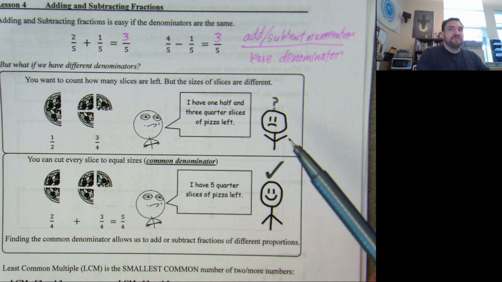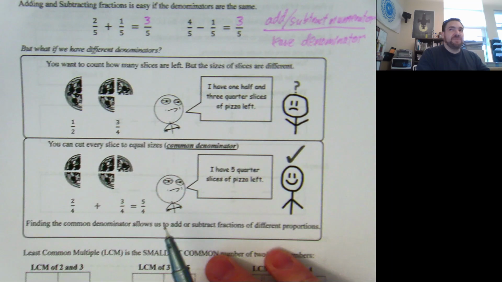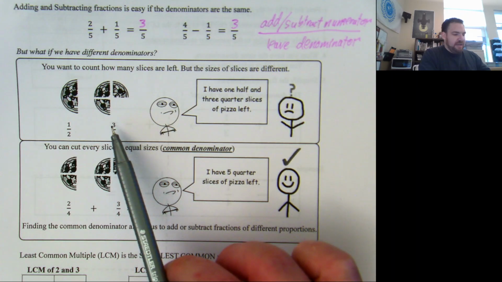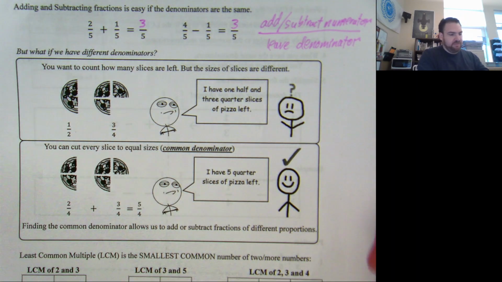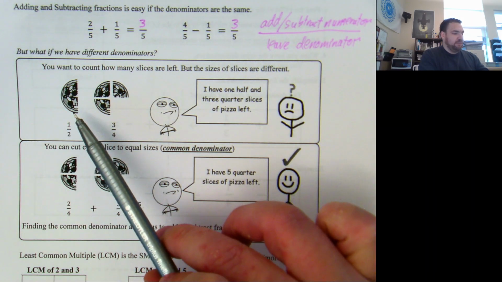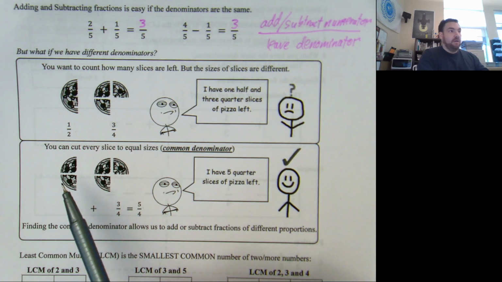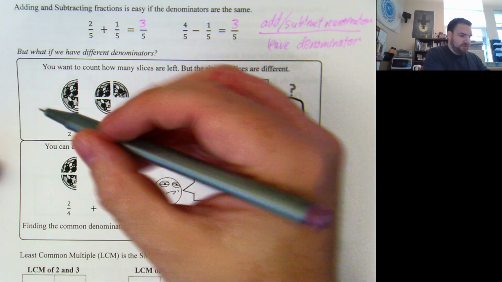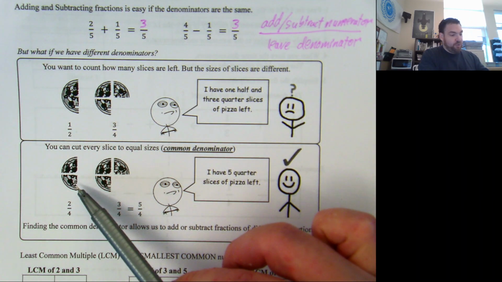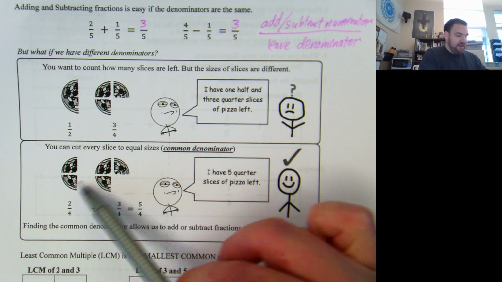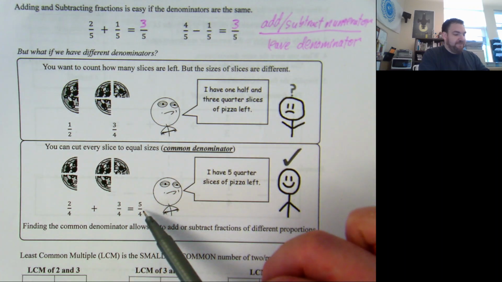But what if the denominators are different? Pizzas are a nice way to go about doing this. I have a half a pizza here and I have 3/4 of a pizza here. How much pizza do I have total? Well, the easiest thing to do here is to take this half and do what with it? Cut it, turn it into quarters. So if I take my pizza and I cut it in half, oh look, now I've got 2/4 there and 3/4 there for a 5/4 total.